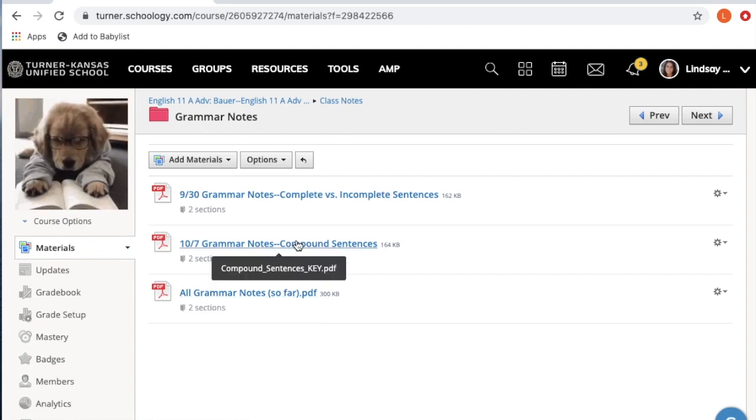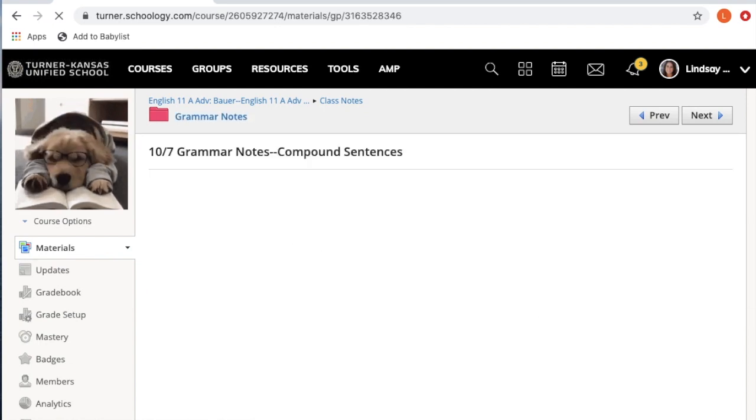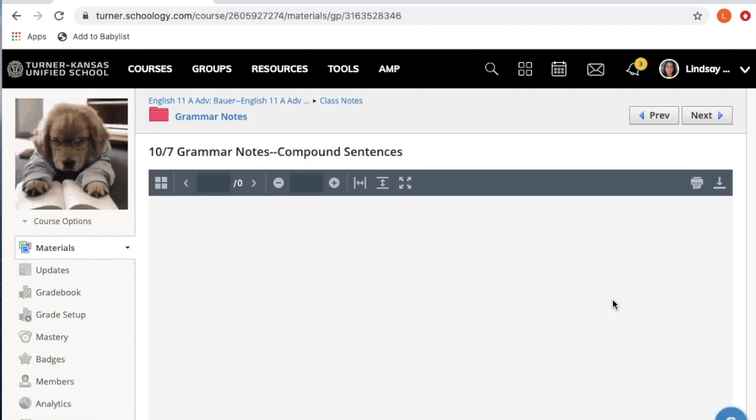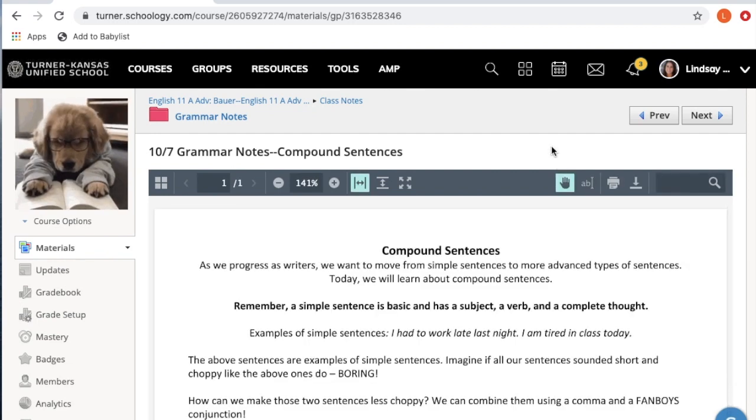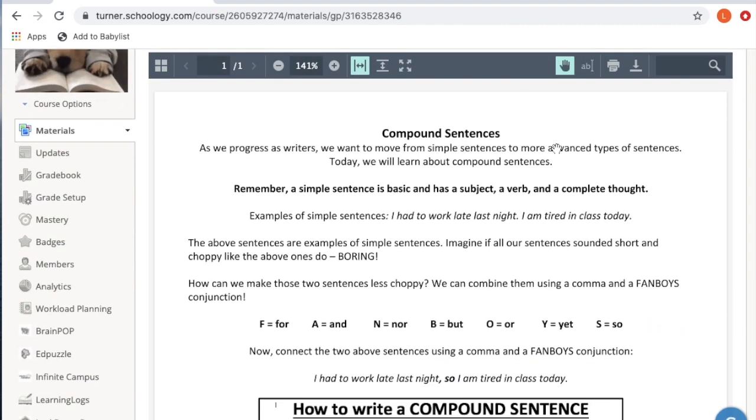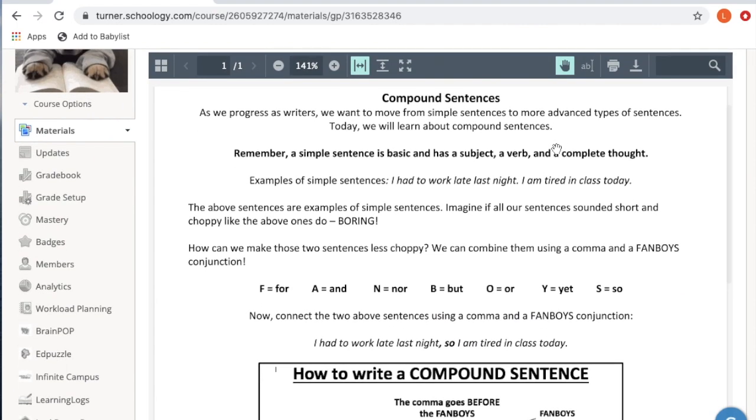So I want to talk really quickly today about our 10:07 grammar notes. We're talking about compound sentences. You've seen them. You might not know the name for them, but I promise you've seen them many a time. As we continue to write and hopefully get better in our writing, we want to avoid just having simple sentences like, I had to work late last night. I am tired and in class today. Those are fine grammatically. They make sense. They have a subject and a verb and a complete thought. But if we have those over and over again in our writing, it is boring.